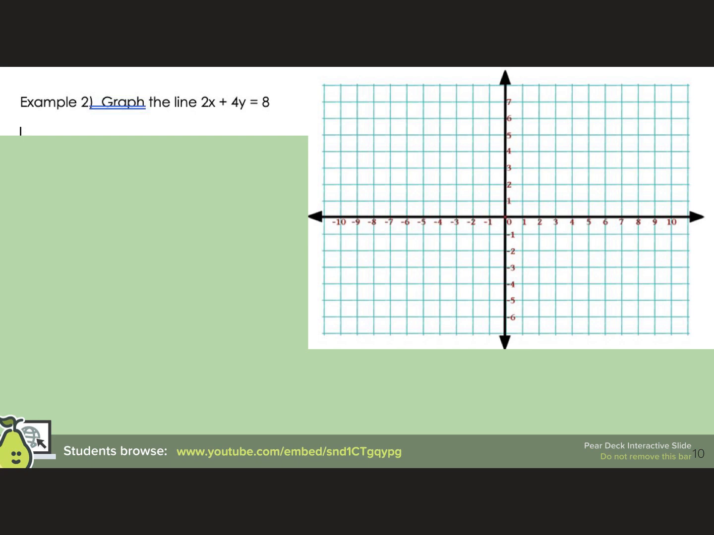Example 2, okay? Step 1 says solve for y. I need to get the y by itself. This one has more steps. So if you remember, we circle the y and its coefficient. We get rid of what's attached to the circle.